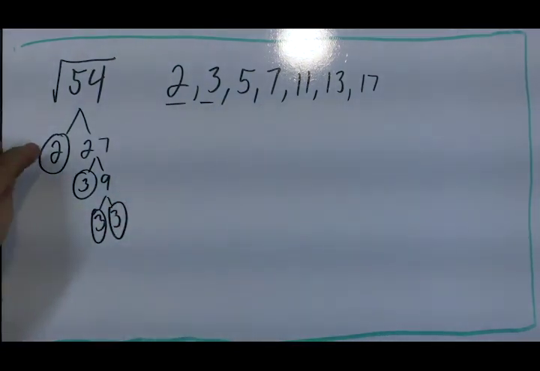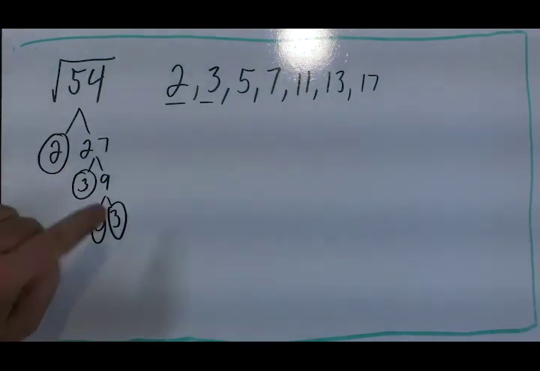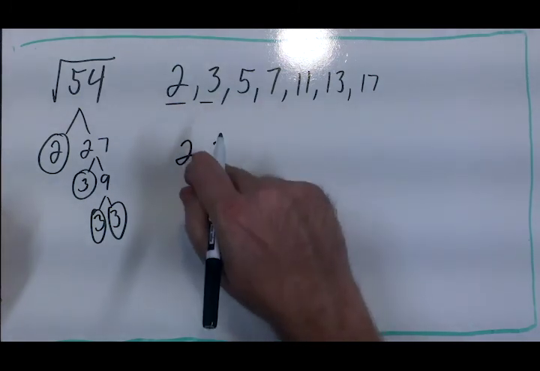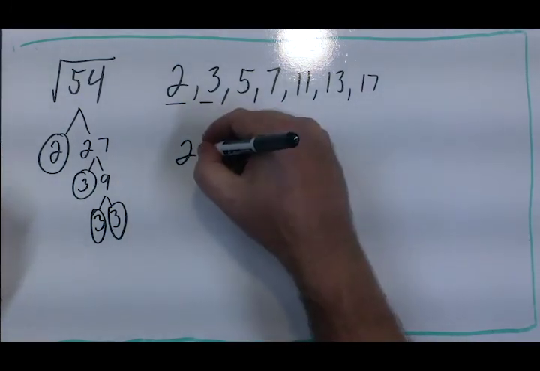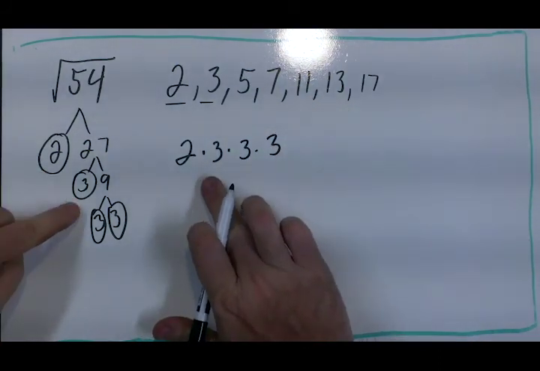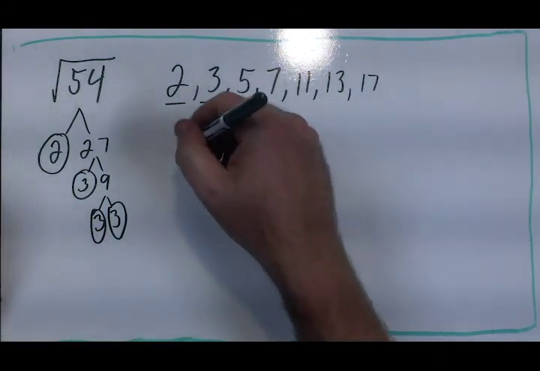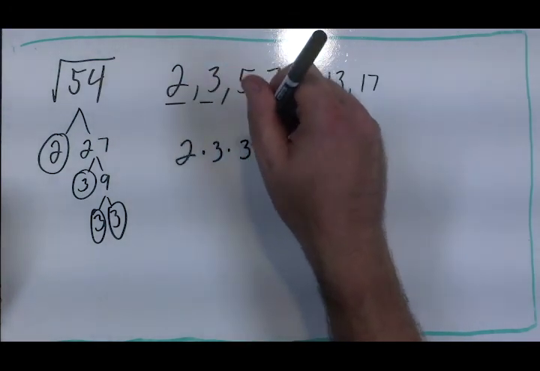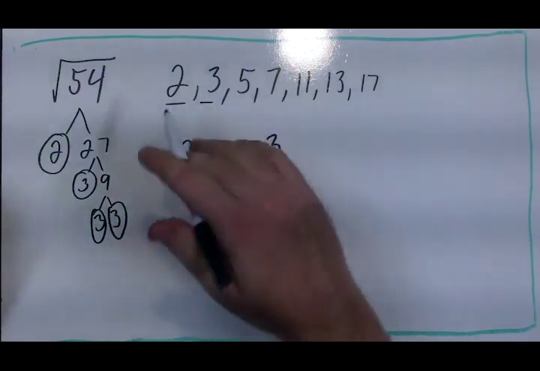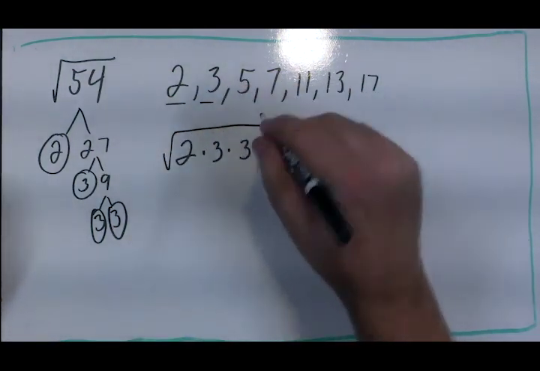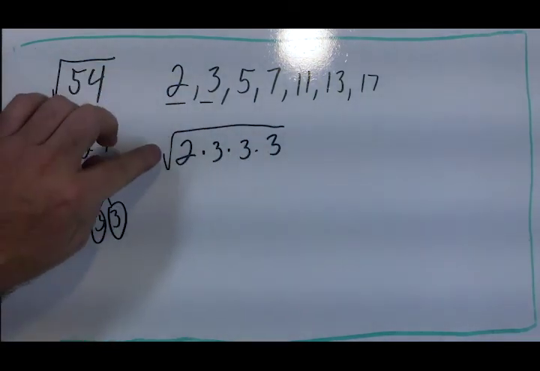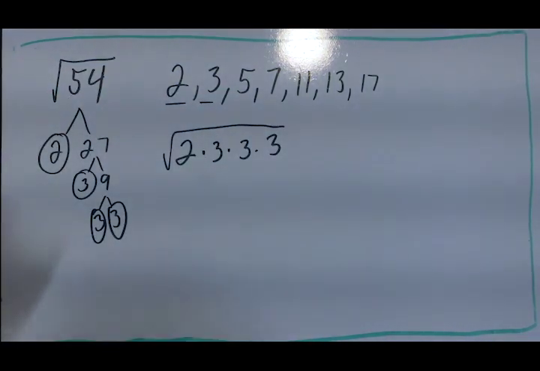Okay, so here's my prime factorization: 2, 3, 3, and 3. I'm going to write those down, actually let's do it with times. So there's the 2, there's the 3, and the 3. If I multiply 2 times 3 times 3 times 3, I'm going to get 54. So this is actually 54 broken down. This right here is the exact same thing as the square root of 54. It's just broken down into its prime numbers.